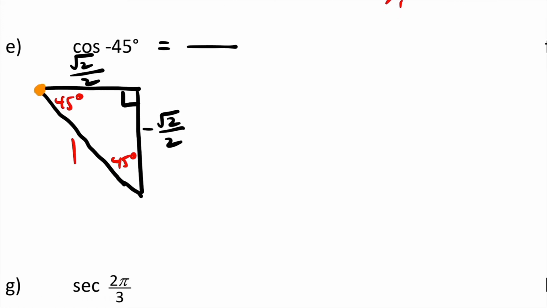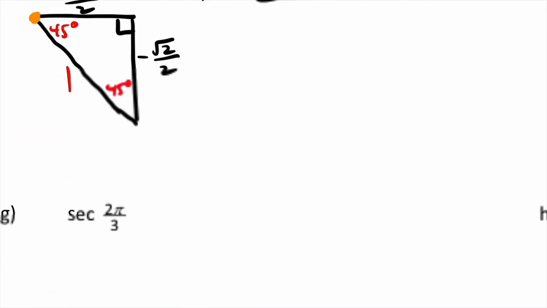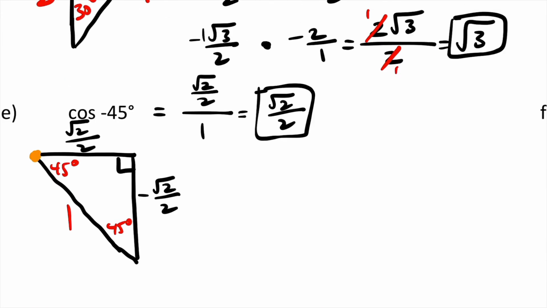Cosine is adjacent over hypotenuse. So from the dot, which side is adjacent? What is the adjacent? Square root of 2. The positive one, right? The positive. And then hypotenuse is 1. So it's going to be the square root of 2 over 2. Which is the same answer as cosine of 315. So if they asked you what cosine of 315 was, it'd be the same answer. It's also equal to that.